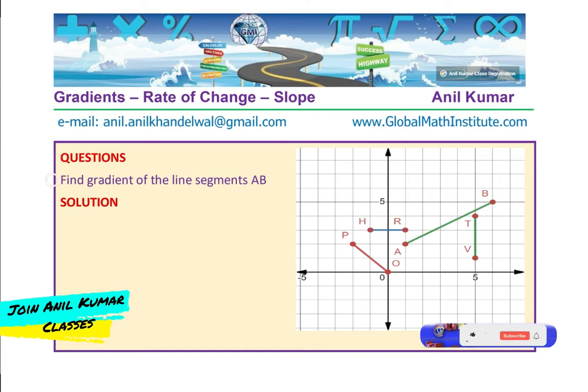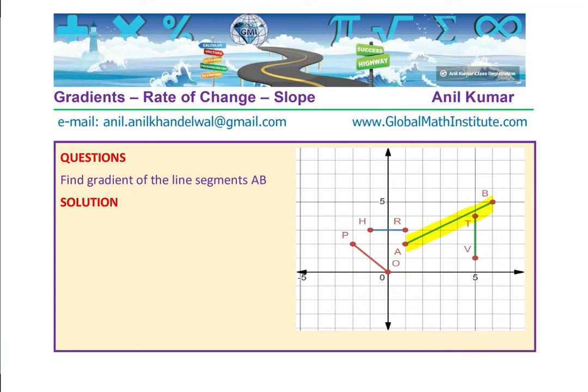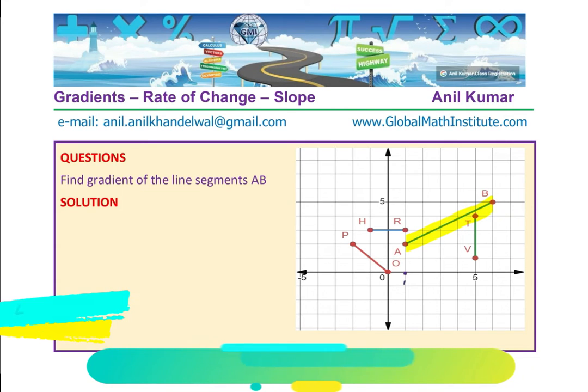It says, find the gradient of the line segment AB. So the line segment AB, I'm going to highlight here, is this one. You need to find the gradient of this line. Now, the very first step here is to identify the coordinates of A and B. Some students struggle in finding the coordinates. So let's read the coordinates, right? Let us assume this is 1 unit on this side and this is also 1 unit.